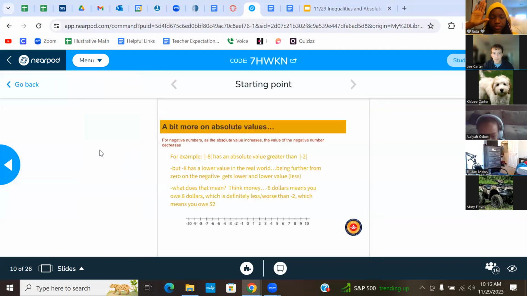Here we go. So this is a bit more on absolute values, meaning I'm going to do a little bit more before we get on to the inequalities. For negative numbers, as the absolute value increases, the value of the negative number decreases. Okay, so here's the idea of this.